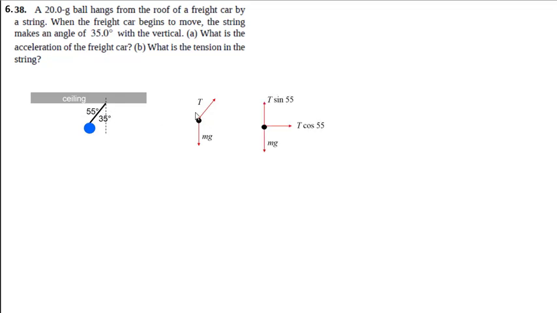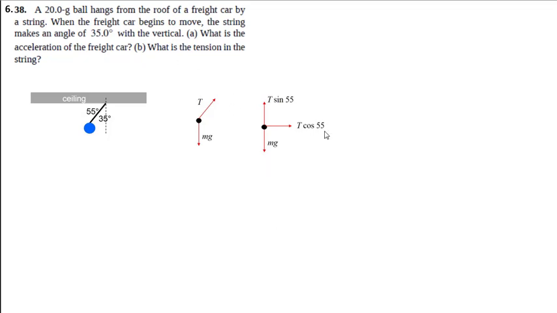So when I break my tension into horizontal and vertical components, the T is like the magnitude of that vector. So the vertical component gets T times sine of 55, because 55 is my angle with the horizontal. And the horizontal component here gets the cosine of 55, so that's T times cosine of 55. I don't know what T is. And in fact, they ask me in part B, what is the tension?